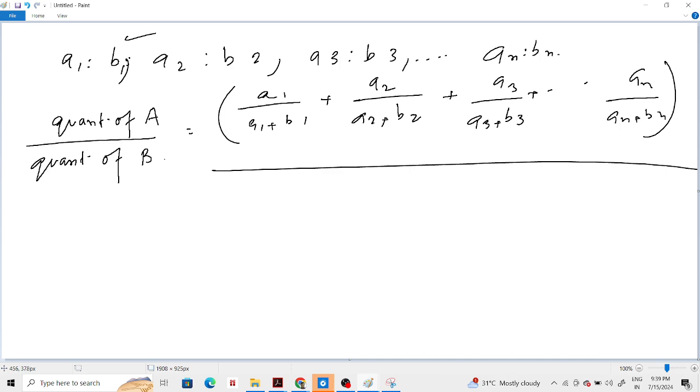Okay, so A1 divided by A1 plus B1, plus A2 divided by A2 plus B2, plus A3 divided by A3 plus B3, dot dot dot, AN divided by AN plus BN.